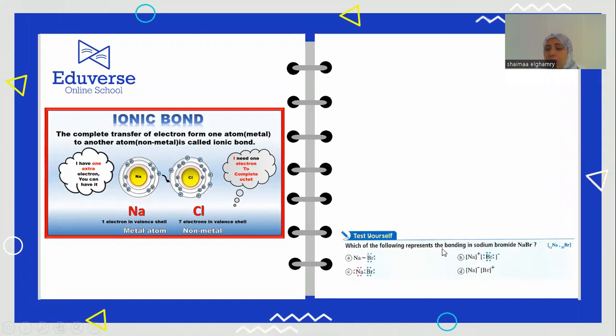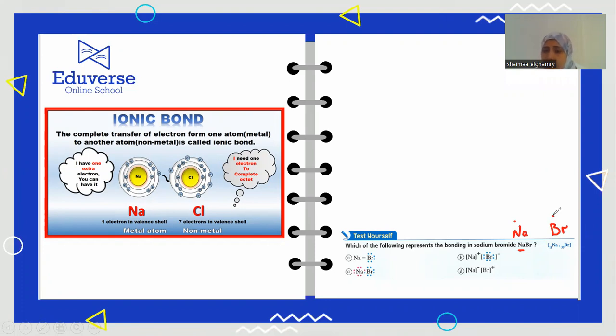Which of the following represent the bond in sodium bromide? As we said, sodium is a metal which has 1 electron in the outermost energy level. And bromine is a non-metal which has 7 electrons surrounding it in the outermost energy level.